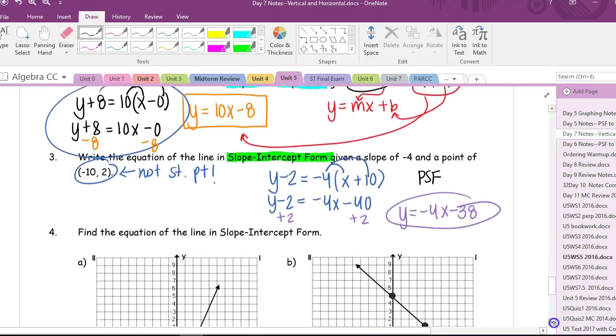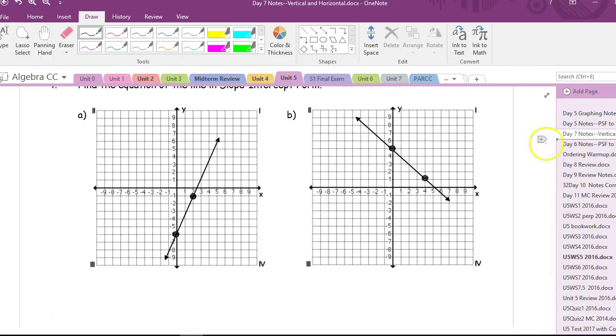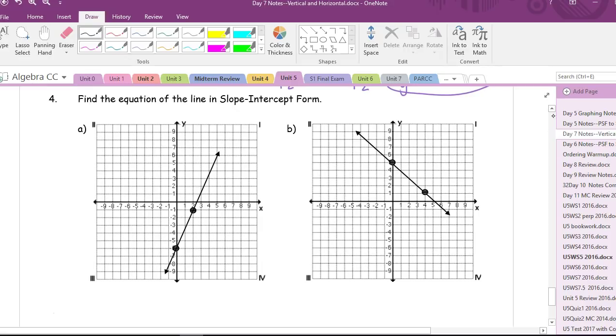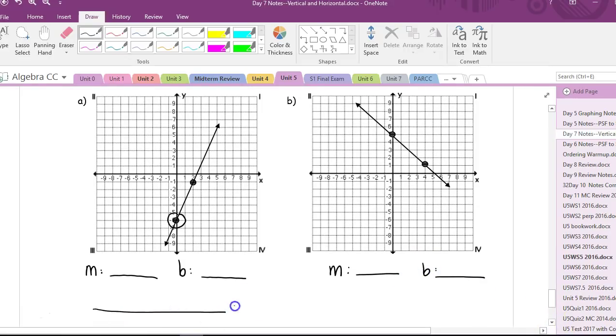All right, and finally, these 2 guys here, we're going to write the equation of the line in slope-intercept form. I'm going to have you put a spot for m, and then if you notice, we also have our y-intercept, so we're going to do a spot for that for both of these, and then a line for our equation. It kind of looks like a face.